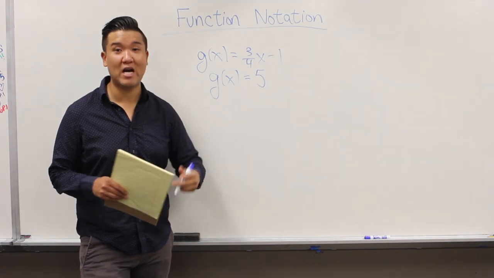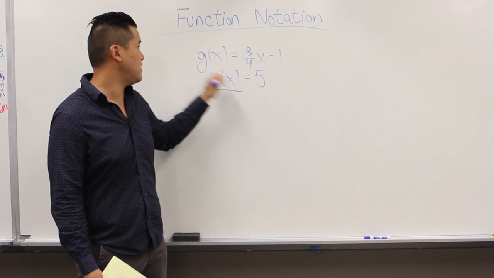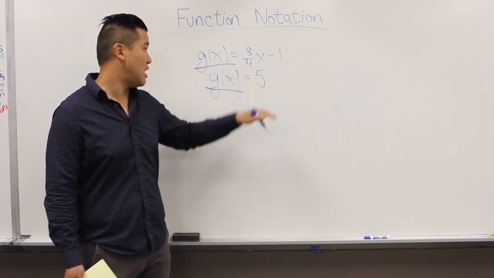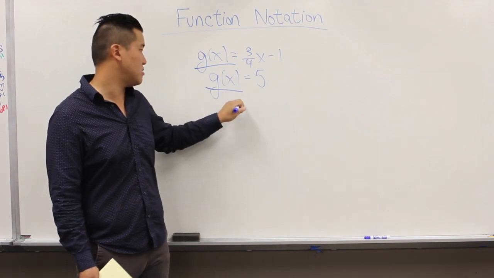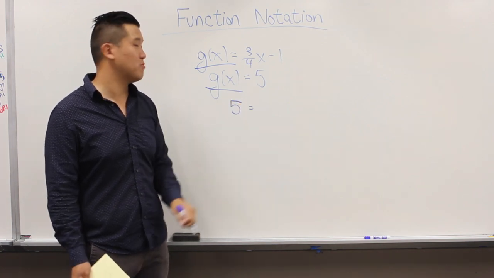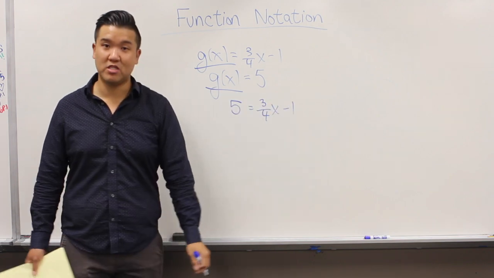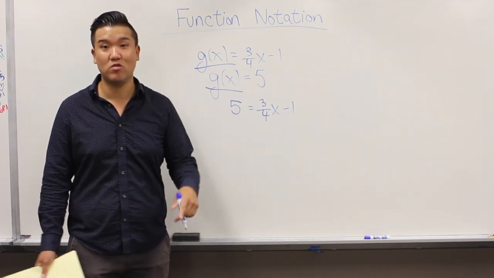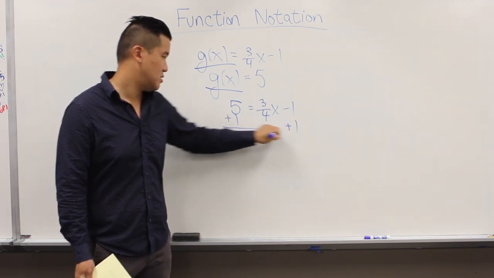Okay, g of x equals 5. What does that mean? That means y is 5. So here's g of x. All that's g of x. I'm going to substitute 5 in place of that. The whole thing, not just the x. Instead of g of x, I'm going to write 5. Substitute it in. I'm going to solve for x. What's my first step? Start from the outside in.